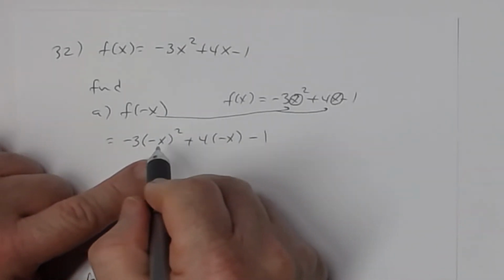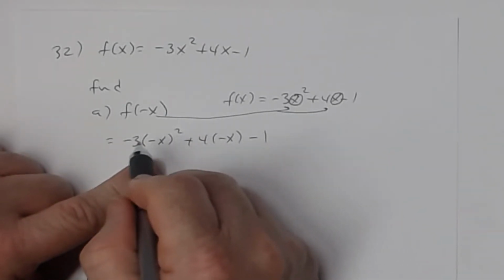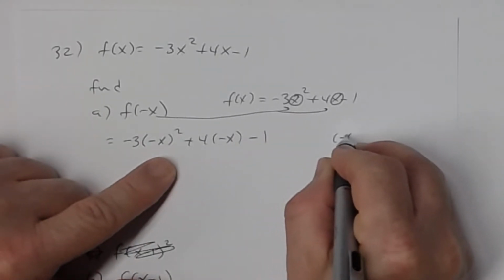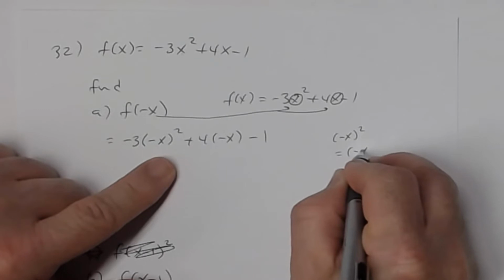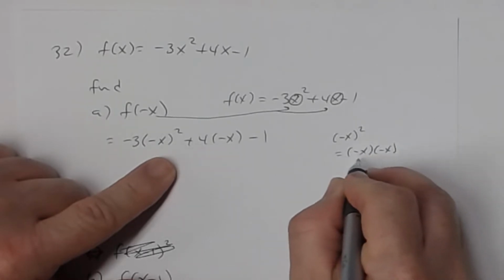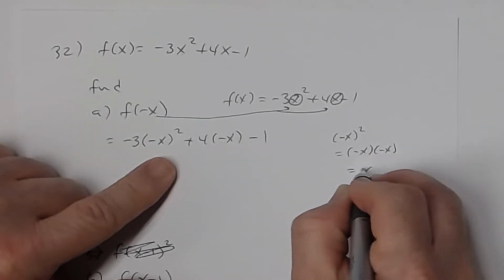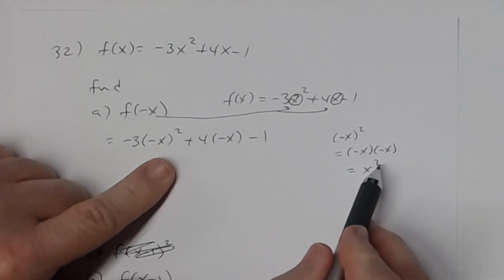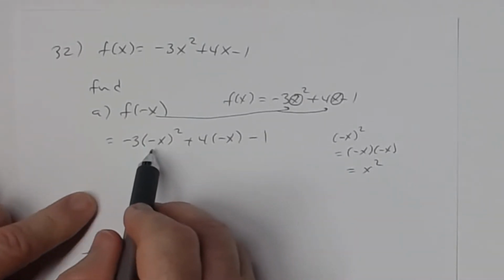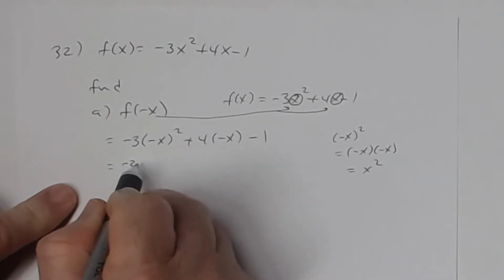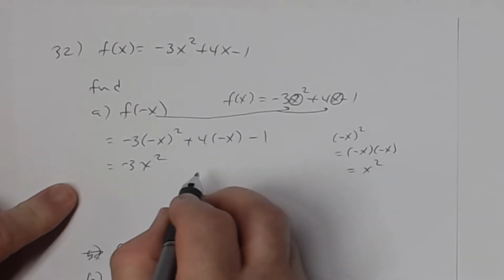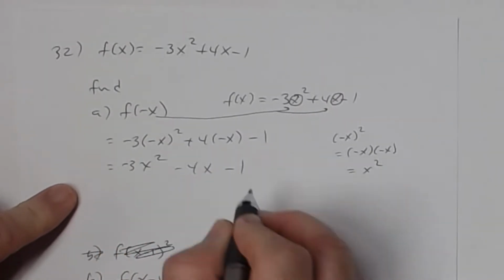Now remember, you've got to do the order of operations first. So you've got to square before you multiply. You've got to do exponents before you multiply. Remember, negative x squared means negative x times itself, doesn't it? Well, negative x times negative x is a positive x squared. So negative x squared is a positive x squared. So this becomes negative 3 times x squared. 4 times negative x is a negative 4x, and then minus 1.